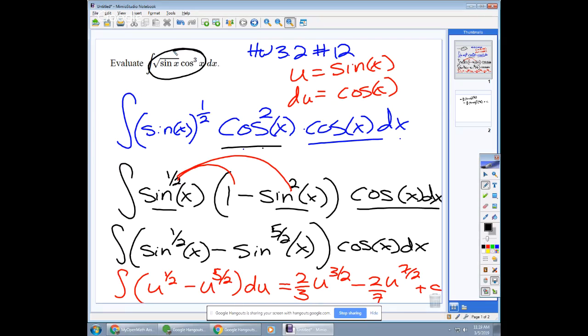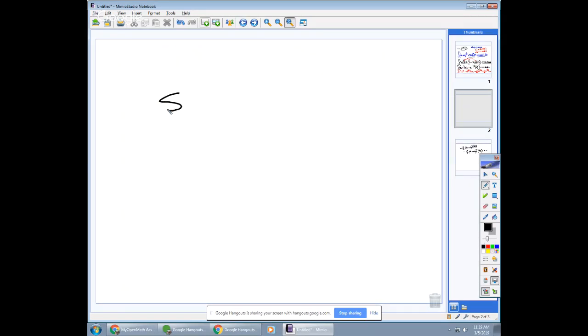Carter? So how do you get the sine to the 5/2 from applying sine to the 1/2 to sine? Yeah, so basically, good question. New page. So I have sine to the 1/2 of x times sine squared of x. It's just the power rule, yeah. I'm multiplying things with the same base, so I just add the powers. Yeah. All right.